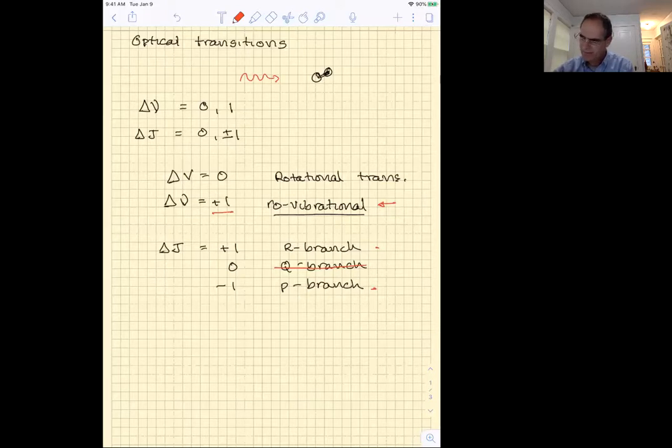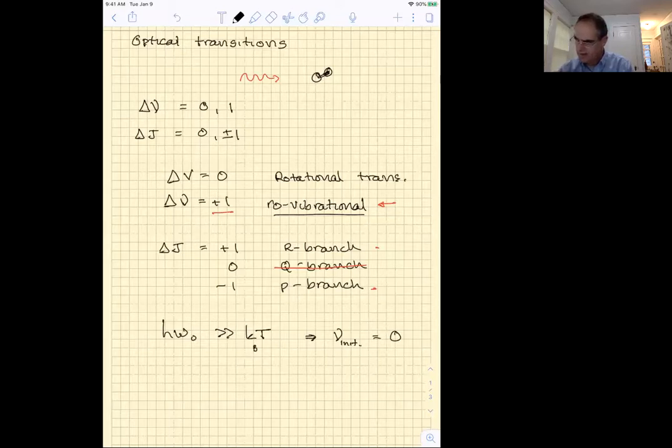One more thing. For our molecules, the energy spacing between vibrational states is much greater than kT, Boltzmann's constant times the temperature at room temperature. And the meaning of this is that essentially all of our molecules, or nearly all of our molecules, start in the ground vibrational state. That means nu initial is equal to 0. All our transitions are from nu equals 0 to nu equals 1.